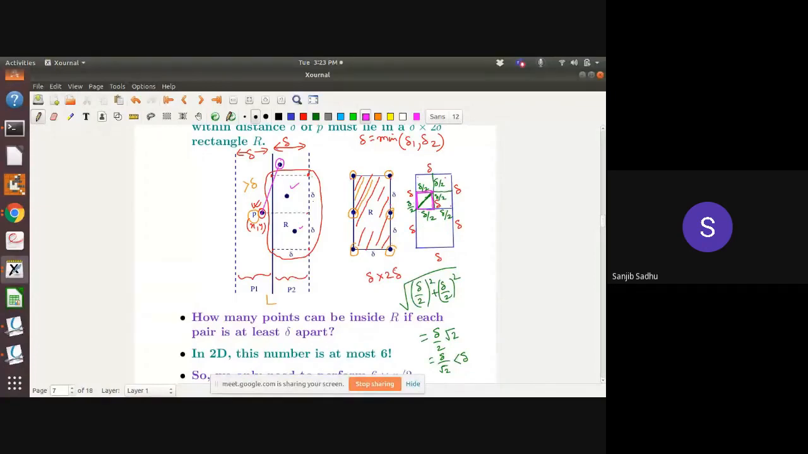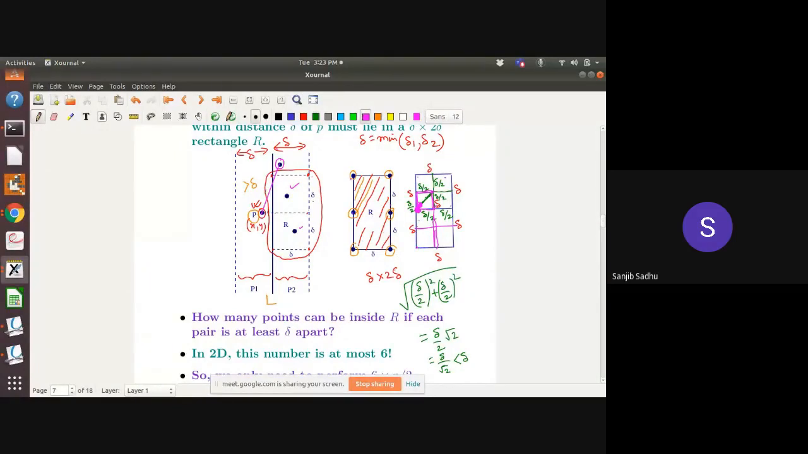But you see, it is not possible. If you place a point here, then you cannot place another point within this. So at most, you see, at most 6 points will be there.